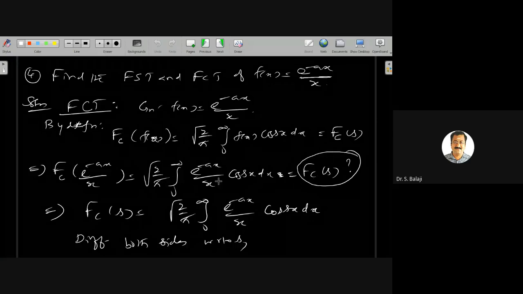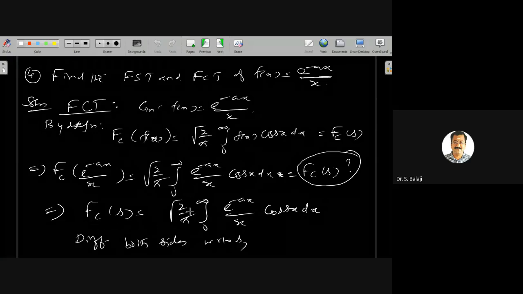Evaluation of this integral directly is somewhat tedious here. Therefore, we take it as an unknown function F_c(s). You don't know the result, but assume that this is F_c(s), a function of s. But your work is to identify what F_c(s) is. Now we write F_c(s) on the left here.